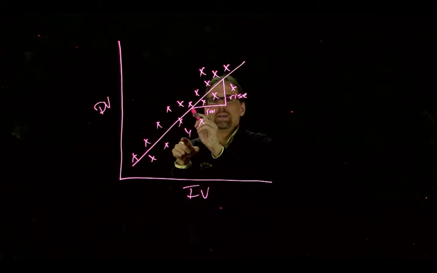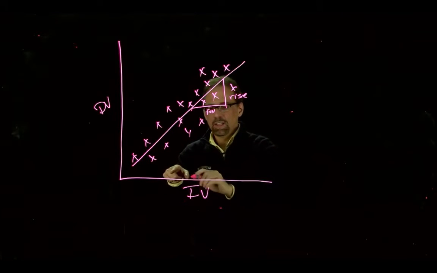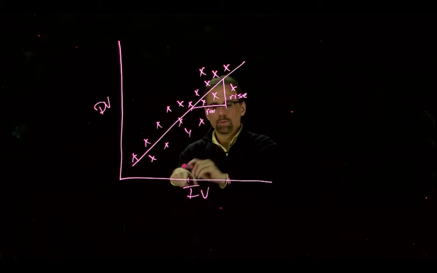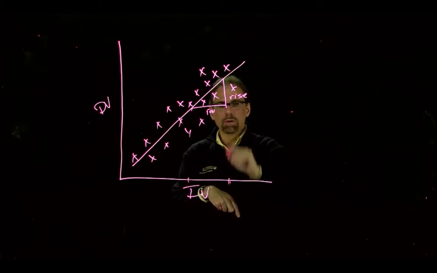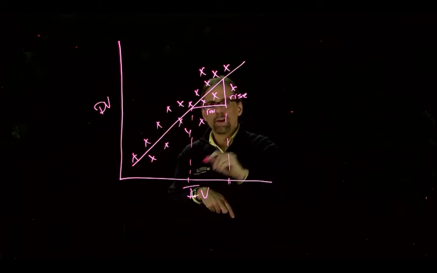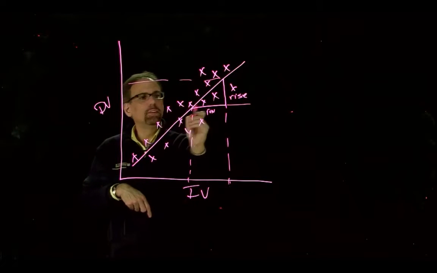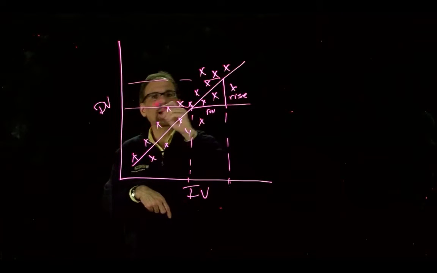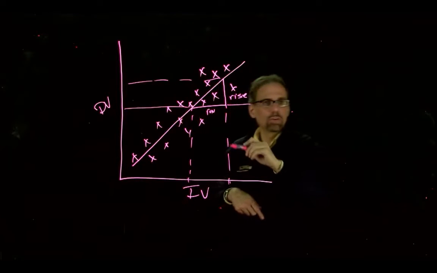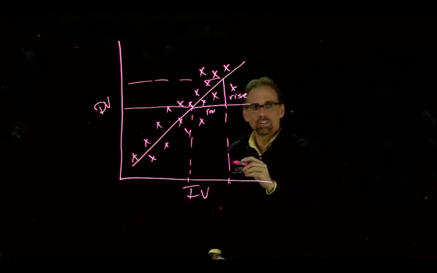So this run is the change in the independent variable. And then if we move that much on the independent variable, how much are we going to go up here on the dependent variable? Okay, the rise, right? So that's what we're trying to figure out, is that relationship.